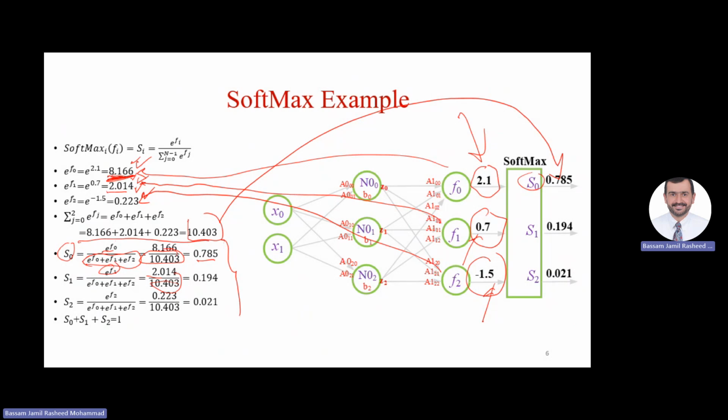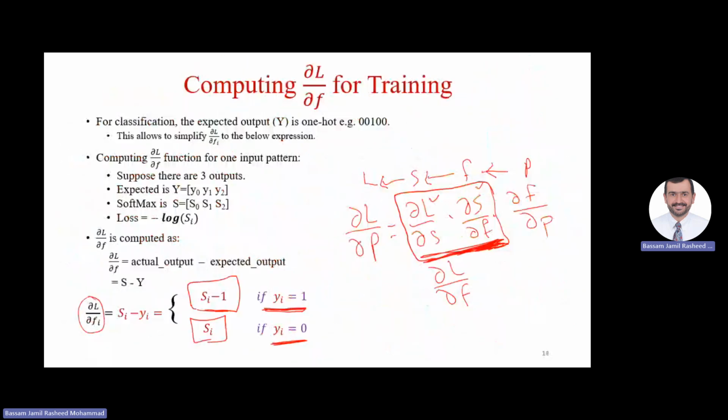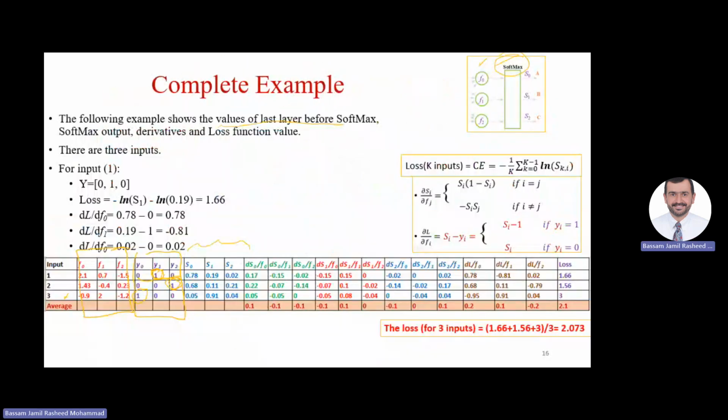Okay, so we go back to our example. Now you can see here 0.78 for S0, 0.19 for S1, and 0.02 for S2. Similarly, for the second pattern, 0.68, 0.11, 0.21, etc., when I compute the S values.